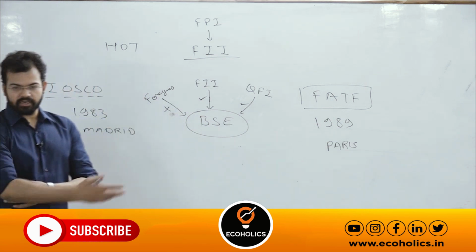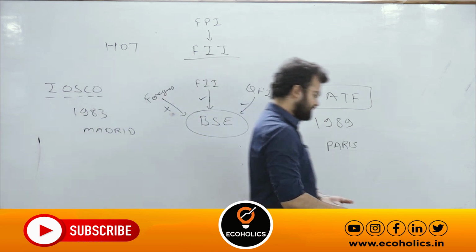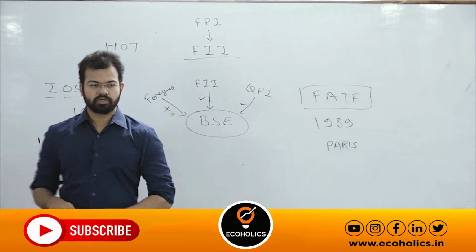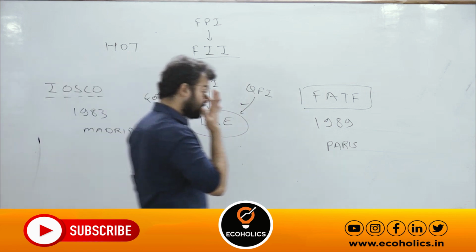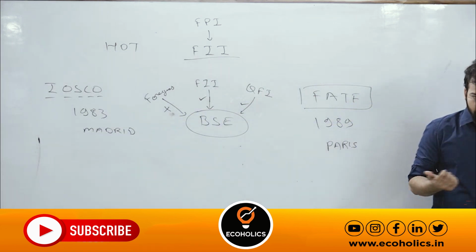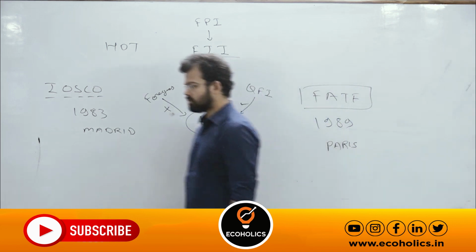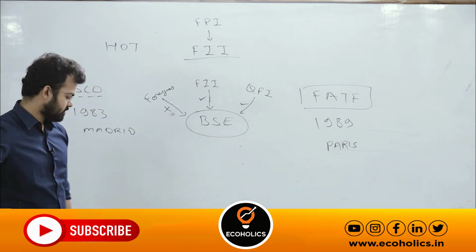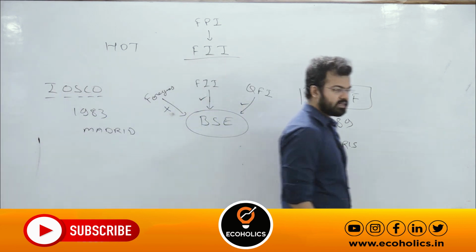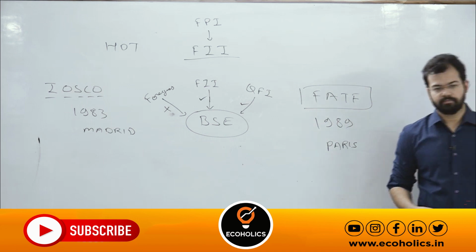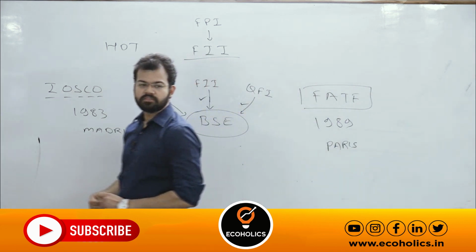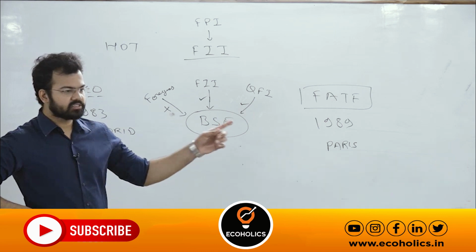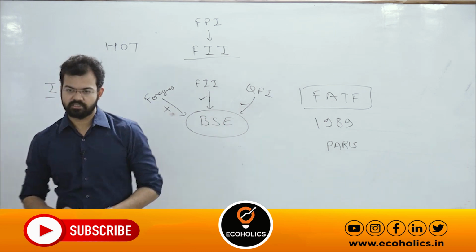We'll write in one line what these organizations are and their main roles. First, FATF. It is the organization to control money laundering, illegal funding, terrorist funding, etc. All types of illegal funding, money laundering, terrorist funding. This organization will control all these illegal transactions. This is its main role.